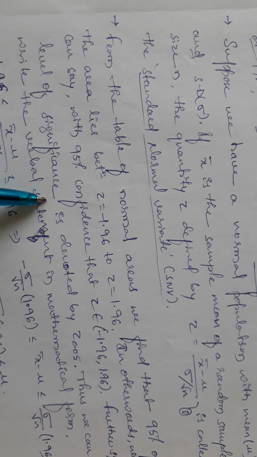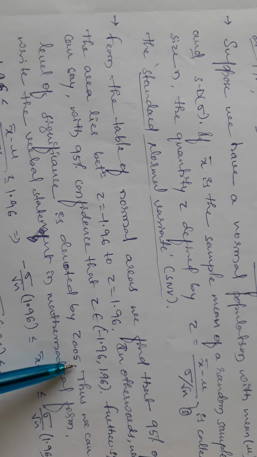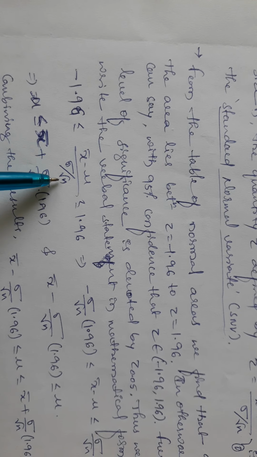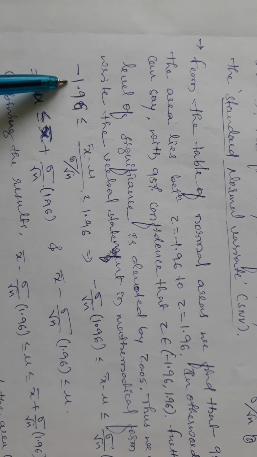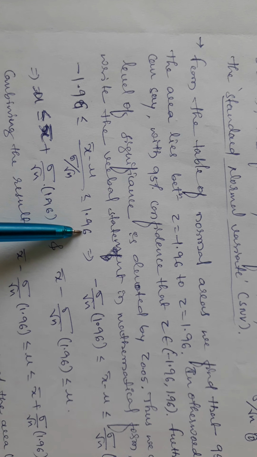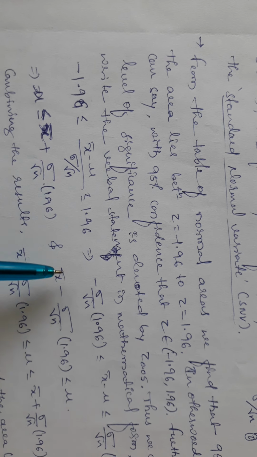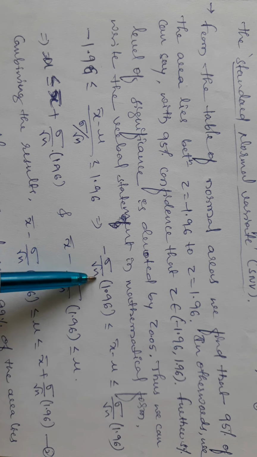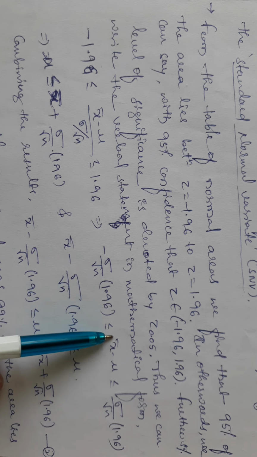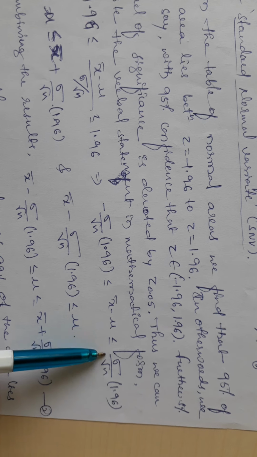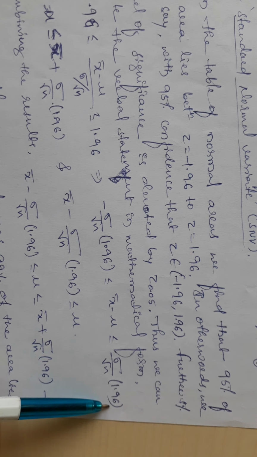Further, the 5% level of significance is denoted by z 0.05. Thus, we can write the verbal statement in mathematical form, that is, x bar minus mu divided by sigma divided by square root of n lies between minus 1.96 and 1.96. Next, multiplying by sigma divided by square root of n on both sides, we get minus sigma divided by square root of n into 1.96 less than or equal to x bar minus mu less than or equal to sigma divided by square root of n into 1.96.